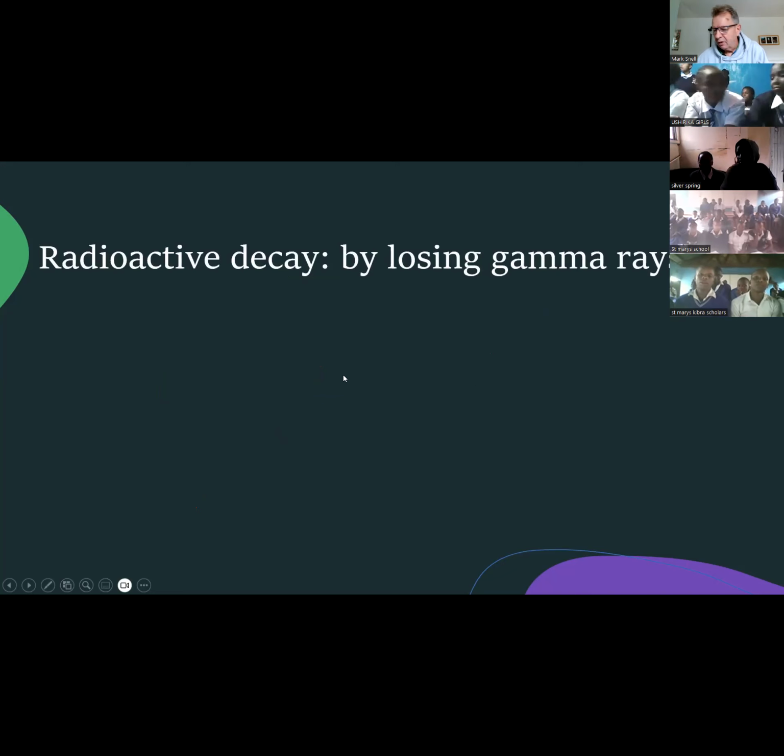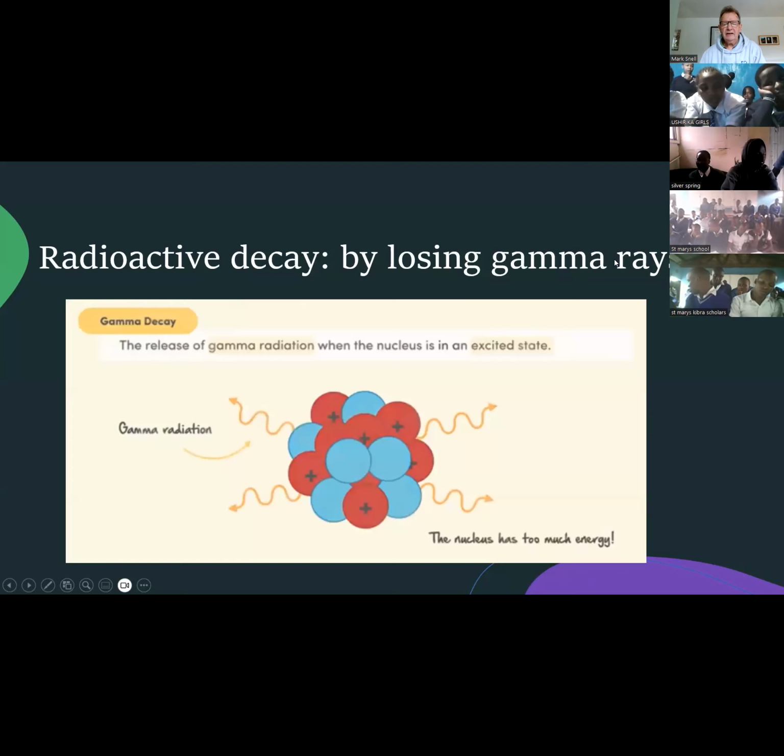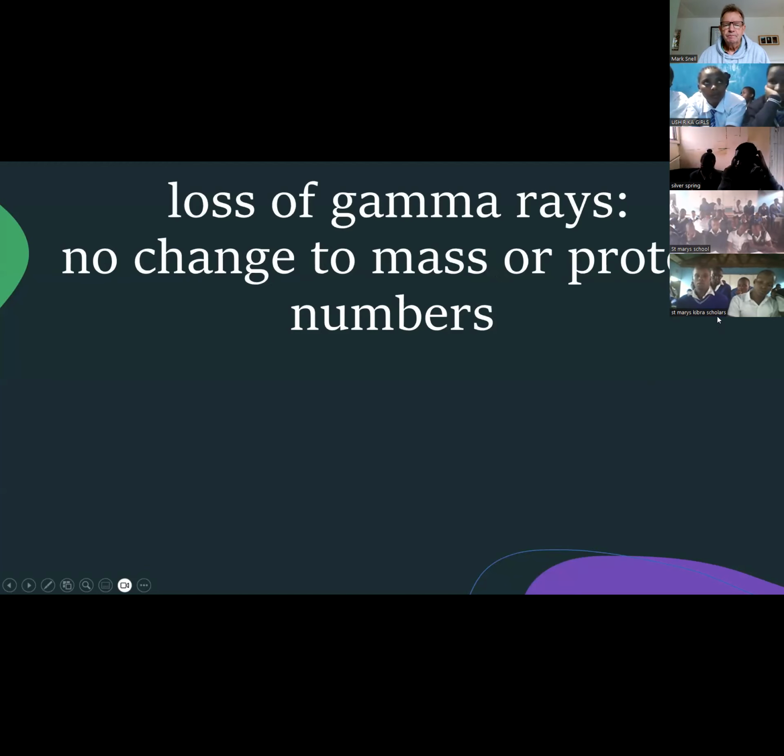Radioactivity by gamma ray, by losing gamma rays, is a little bit different because it is for very energetic atoms, atoms which are often artificially energized by us, and they lose gamma radiation, but it doesn't change the mass number or the proton number. Okay, so there's no change to the mass number or the proton number.